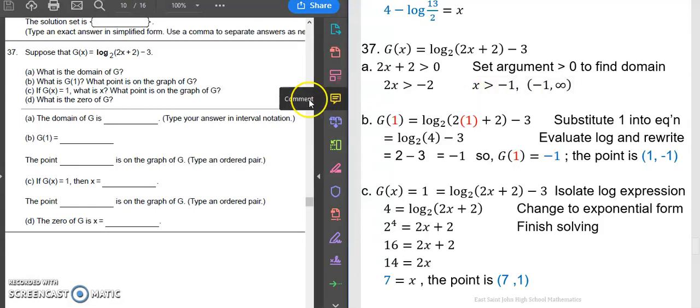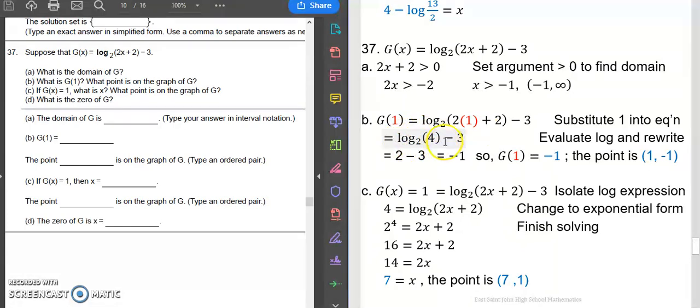For part B, it says what is g of 1 and what point is on the graph, when they're asking us about the function value when x is equal to 1. So we substitute 1 into the equation. So we have log base 2 of 2 times 1 plus 2, minus 3. So then we'll have log base 2 of 4 minus 3. And we can evaluate this logarithmic expression.